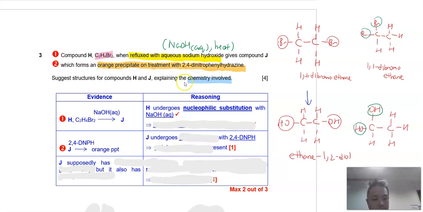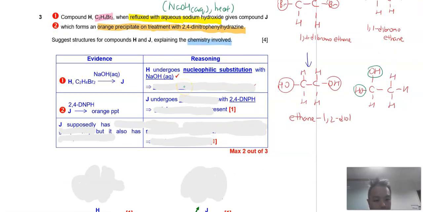Okay, in this case, when the 2 OH are on the same carbon, just take note, this is a very unique type of alcohol. This is what we call a geminal diol. I will highlight to you later on what's so unique about a geminal diol. So, moving on to reaction 2 then, this compound J then forms an orange precipitate on treatment with 2,4-DNPH.